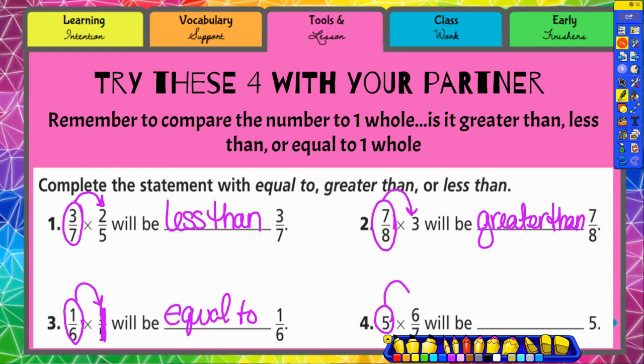And finally, our last one, 5 times 6/7 will be greater than, less than, or equal to 5. We're comparing to 5. We look at what we're multiplying by, 6/7. I know that 6/7 is less than 1, so therefore my answer will be less than 5. Okay, so we're using those comparisons. You're comparing the number you're multiplying by to 1 whole to figure out if your product will be greater than, less than, or equal to.